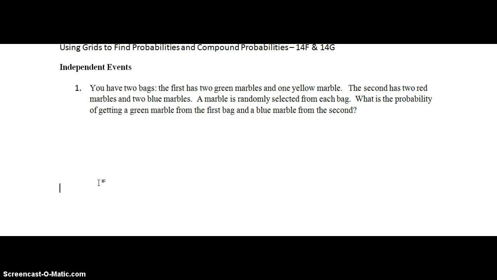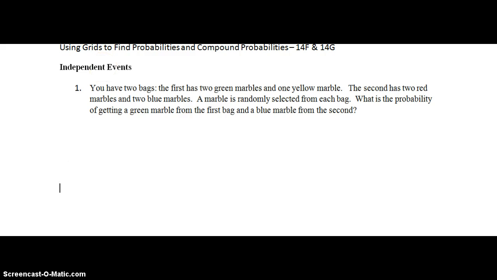Okay, so in this case we have two bags. One has 2 green marbles and 1 yellow marble. The second bag has 2 red marbles and 2 blue marbles. So a marble is randomly selected from each bag. So we want to know the probability of getting a green from the first and a blue from the second. So we're going to use grids to set this up.